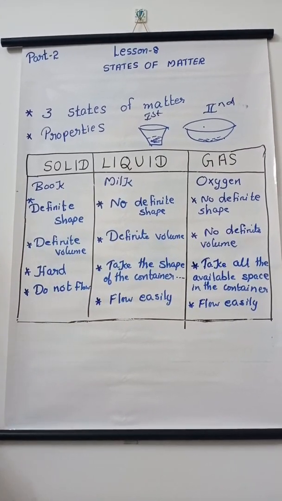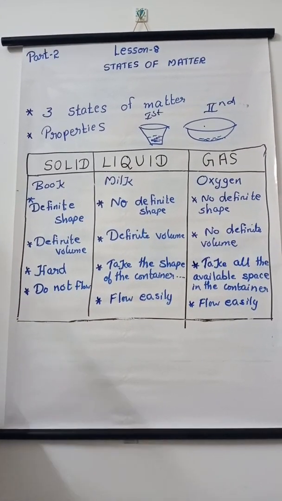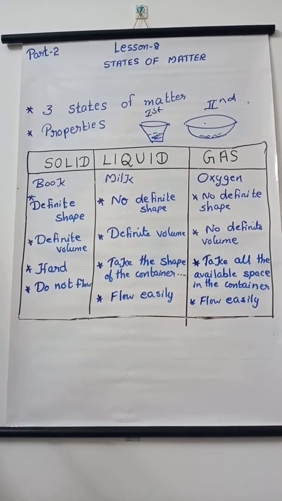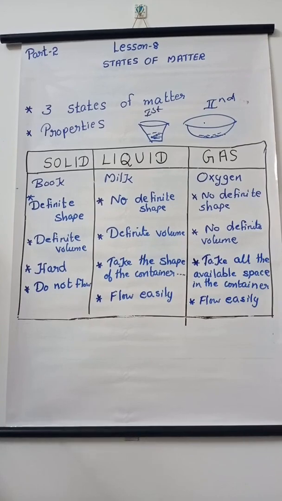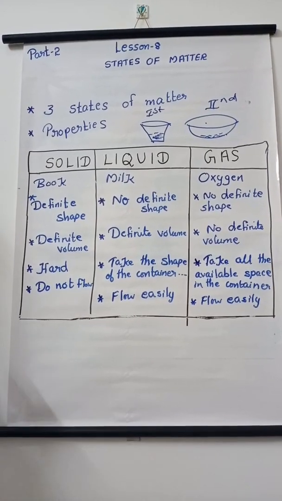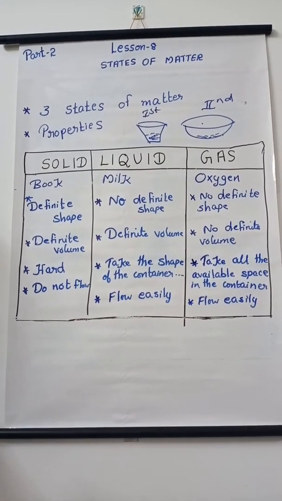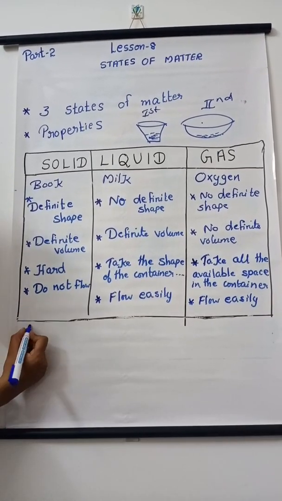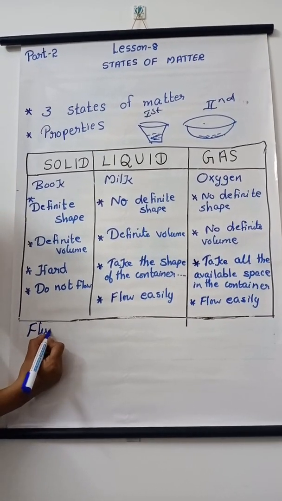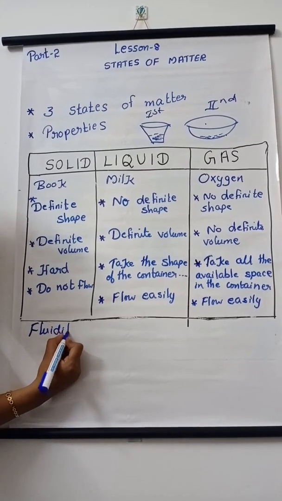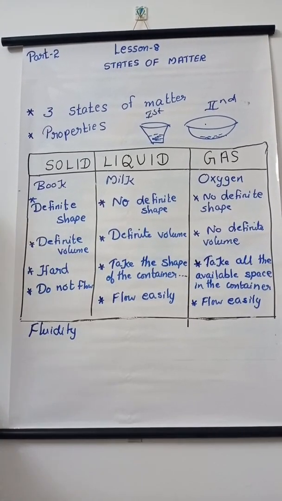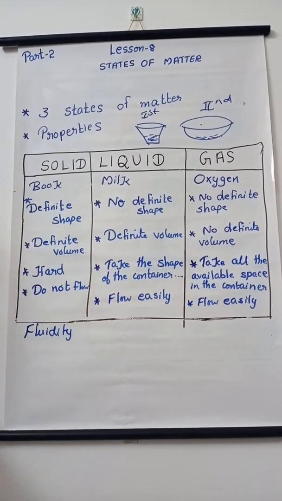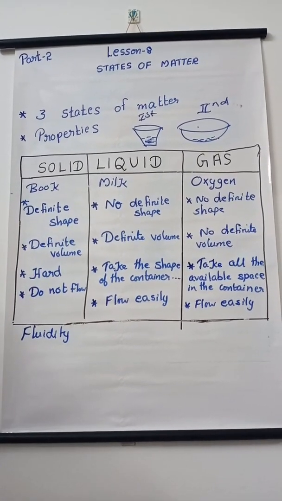That is why when we are in a room, it is filled with air. So when we are blowing a balloon, the balloon is occupying some amount of air. Then the other property is fluidity. That means solids will not flow, so they do not have the property of fluidity. Fluidity means the property of flowing. Solids do not flow. Liquids and gases, they will flow easily.